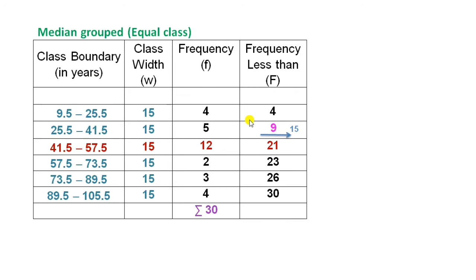So first you have to locate this number 15 in the less than cumulative frequency. Here you see I have indicated the location with the help of an arrow. You have to write by pencil during examination in the less than frequency column the number 15. So it comes between 9 and 21.